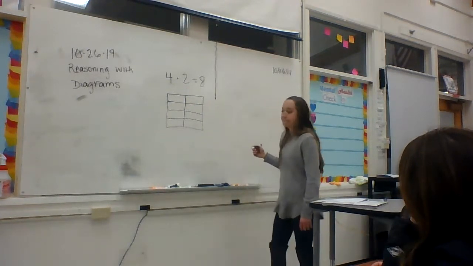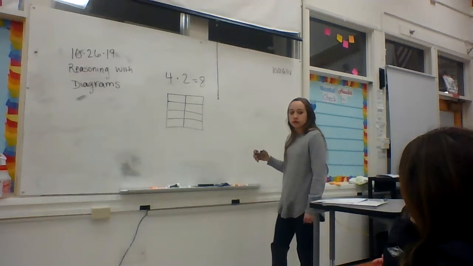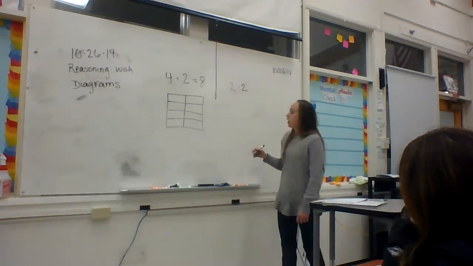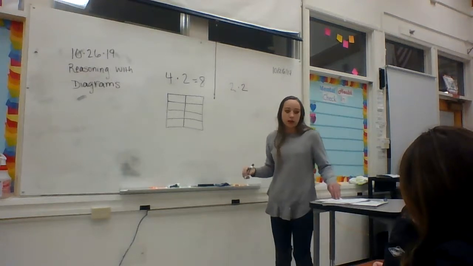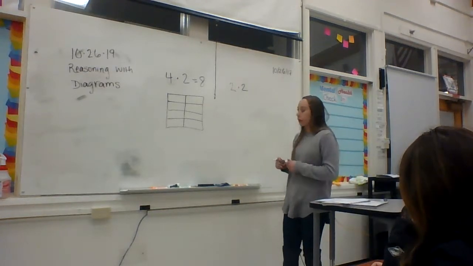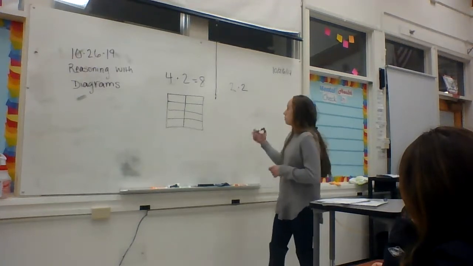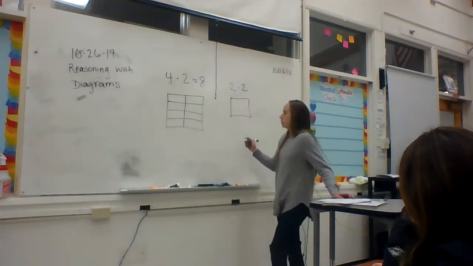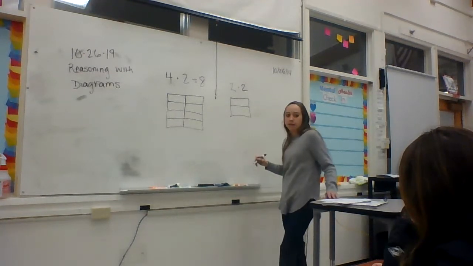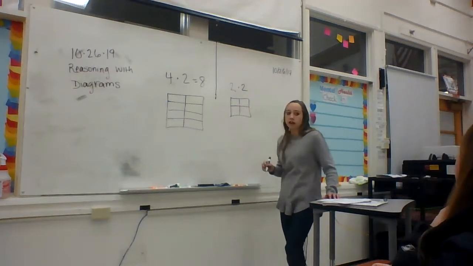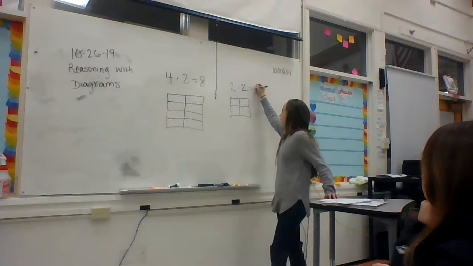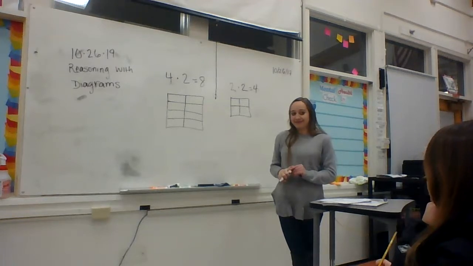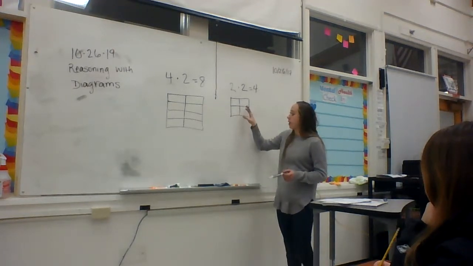Okay, let's pick another one. 2 times 2. Okay. How could we do this with boxes? Want to do boxes? Okay, how many rows am I going to have? 2. How many columns am I going to have? 2. How many boxes do I have? 4. Good. And how do you know it's 4? 2 times 2 is 4. Yeah, but with the picture, how many boxes are you going to have?